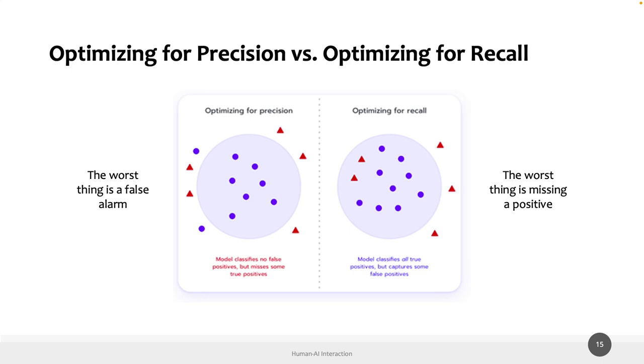So what is an example of a domain in which it's probably better to optimize for recall, in your opinion? Medical domain. Yeah, exactly, the medical domain, because you can accept some false positives, but you don't really want to miss any real positives. Okay? Optimizing for precision is instead something that you want, for example, in critical systems. So if you are designing an autonomous car or maybe a nuclear plant, you will probably try to optimize for precision.